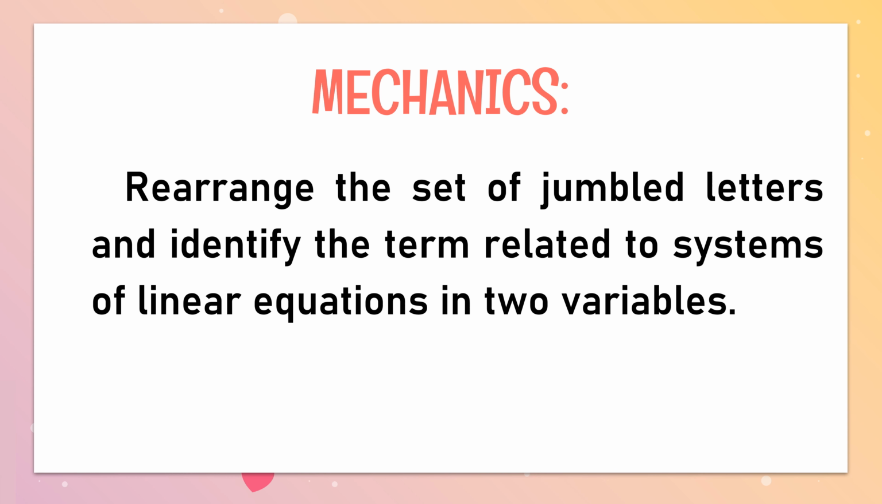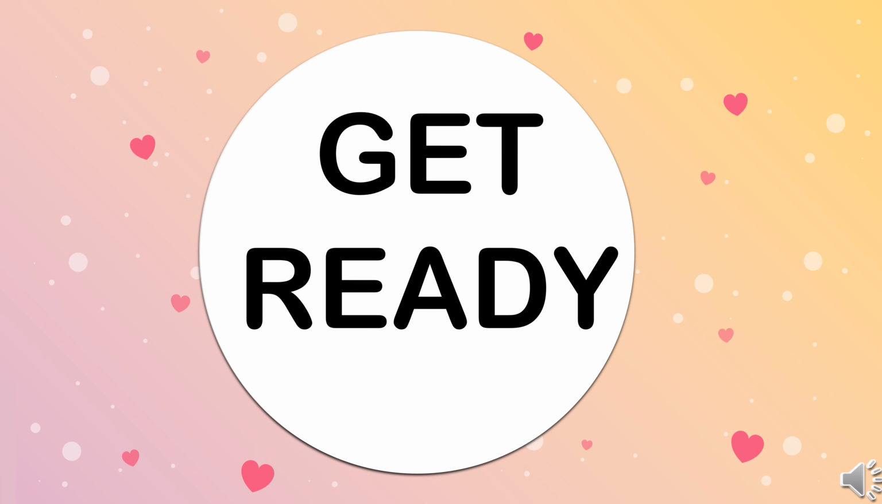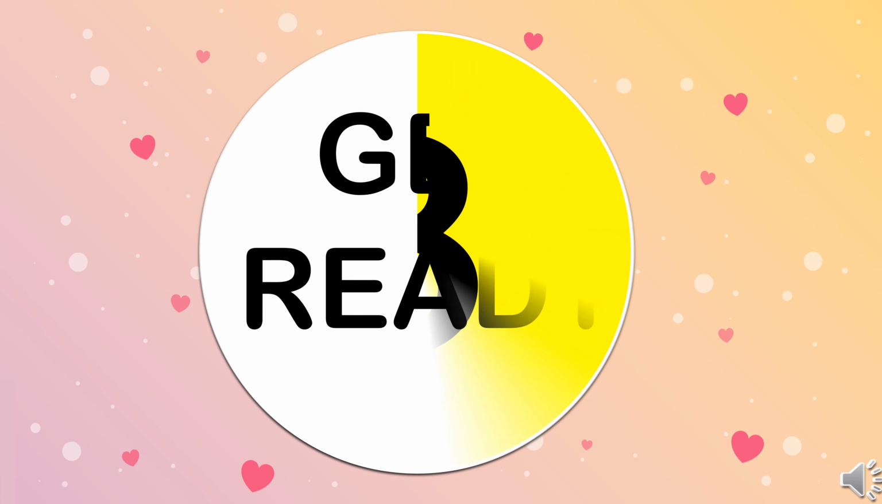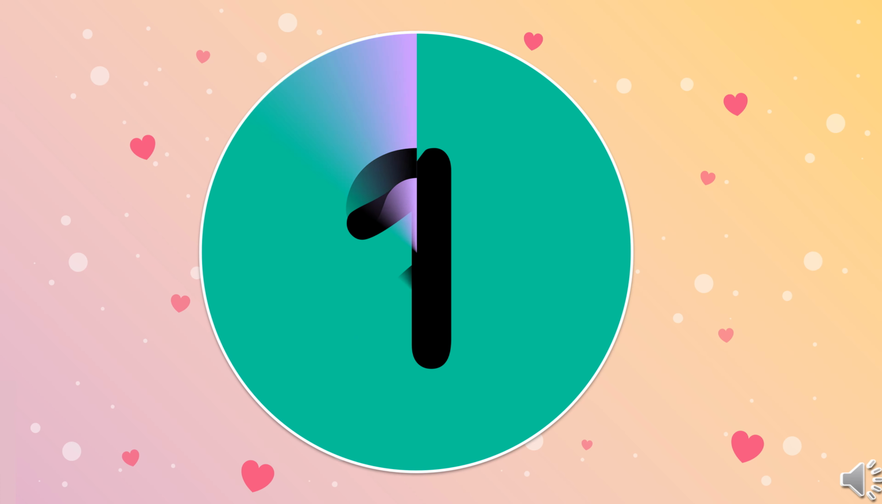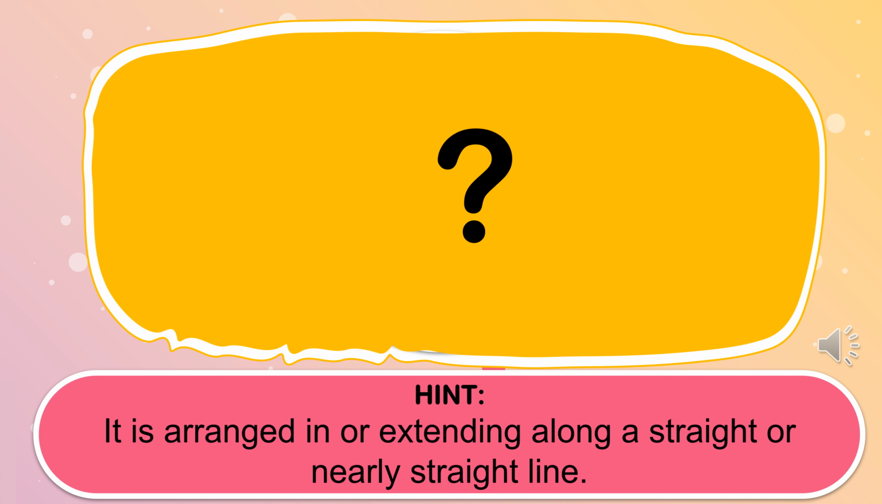All you have to do is to rearrange the set of jumbled letters and identify the term related to systems of linear equations in two variables. Are the instructions clear to you, class? Okay. Get ready. The game begins in 3, 2, 1, go. So first hint, for our first term, it is arranged in or extending along a straight or nearly straight line.